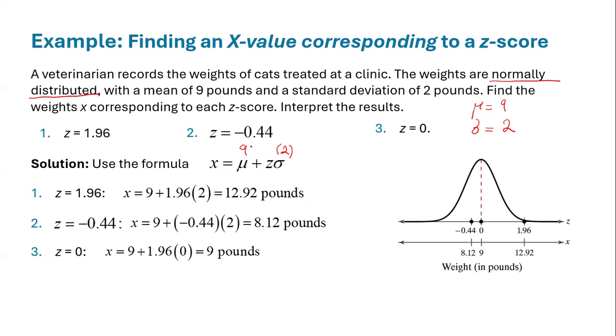And we know in any standard normal distribution, 0 is the mean. It's in the center of the bell curve. And that should be the same as the mean, which is 9. That's right. And now you can say that 12.92 is 1.96 standard deviations to the right of the mean. And 8.12 is negative 0.44 standard deviations away from the mean, which means 0.44 standard deviations to the left.